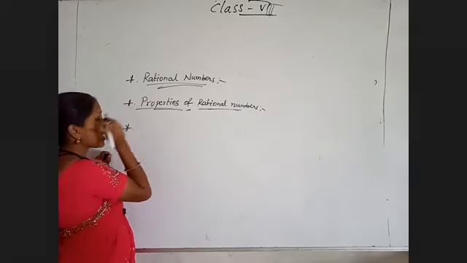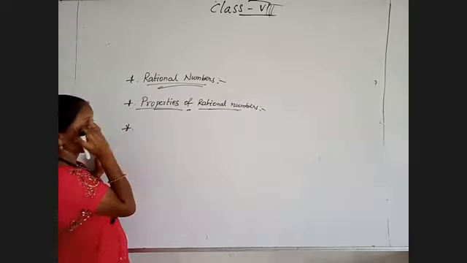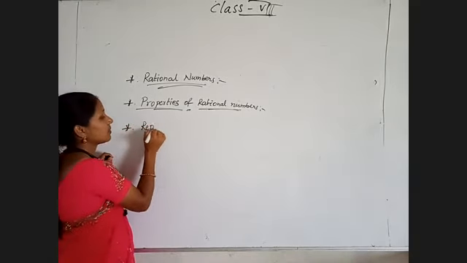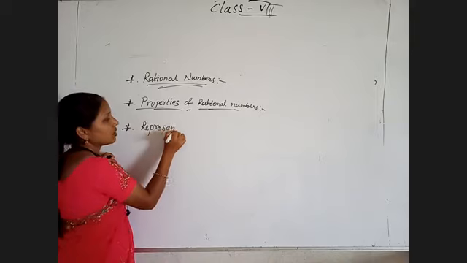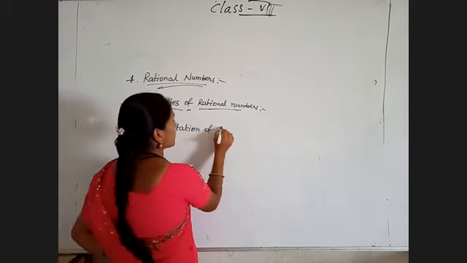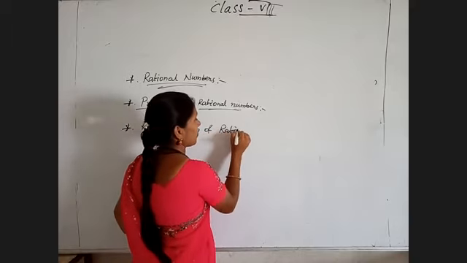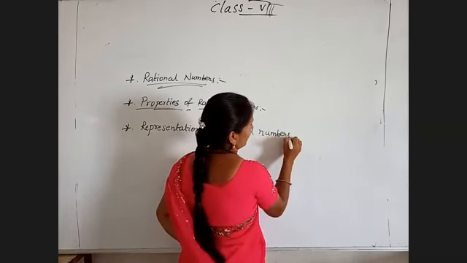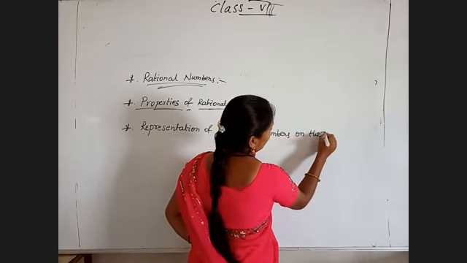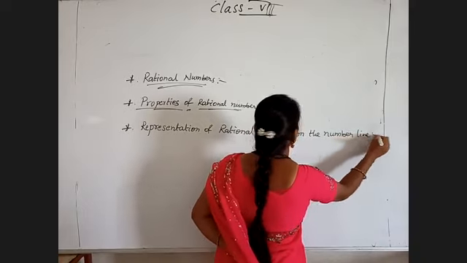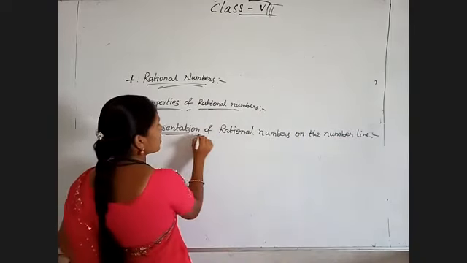In the next topic we have studied about representation of rational numbers, representation of rational numbers on the number line. So now we have studied about representation of rational numbers.